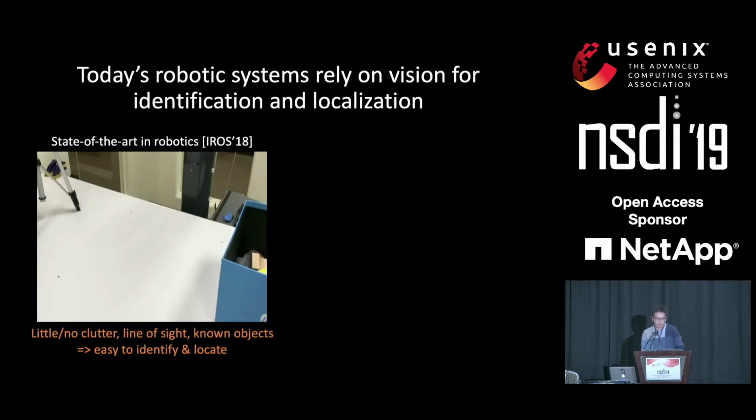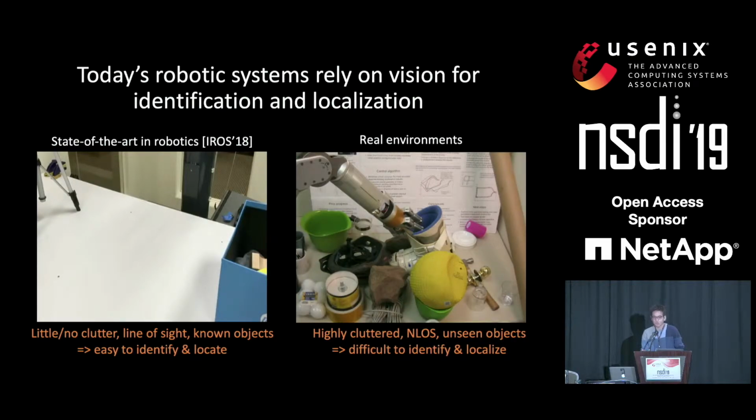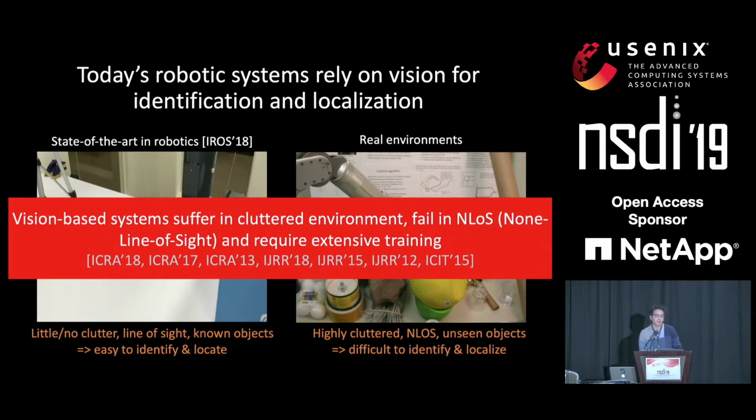However, one thing to notice is that the environment they operate in is pretty ideal. There's little or no clutter, everything is almost in line of sight, and everything is kind of known, which makes identification and localization much simpler. Unfortunately, the real environment is closer to this. It's usually much more cluttered, and there are some objects in non-line of sight, and there may be some unseen objects that are novel. So it makes the vision system much harder to identify and locate. In general, vision systems suffer in cluttered environments, they fail in non-line of sight, and they require extensive training for identification. So we're wondering, is there any alternative that can augment or even replace vision systems for identification and localization?